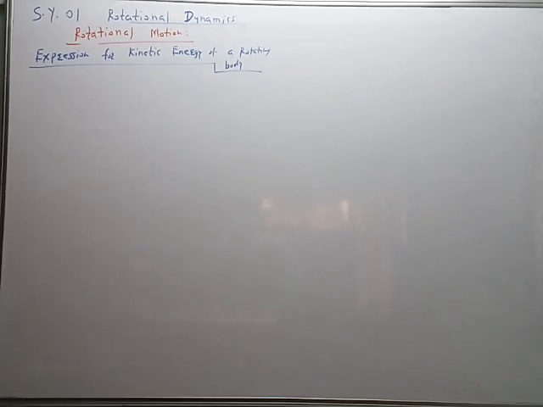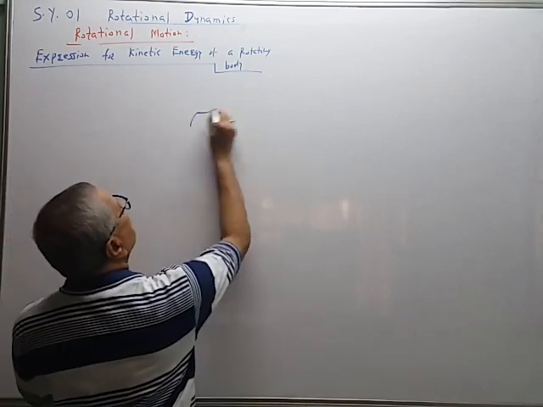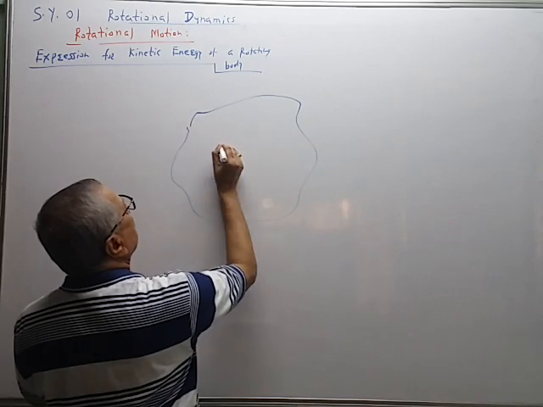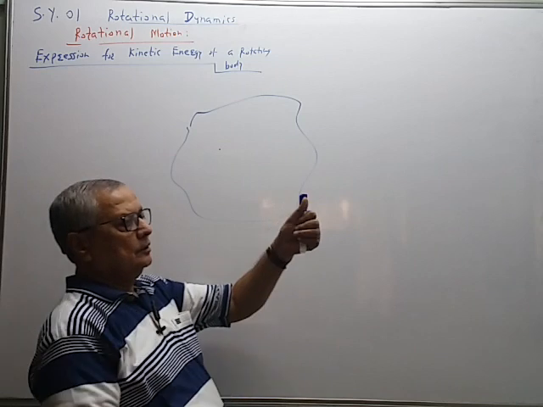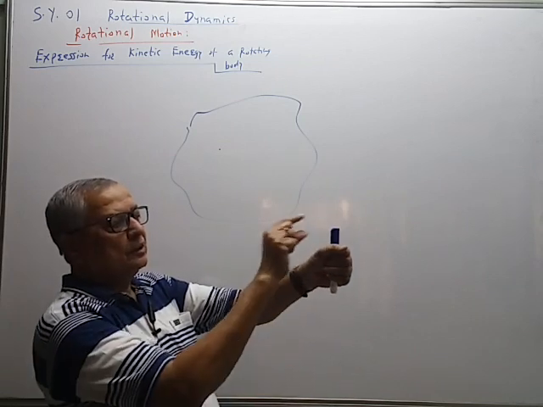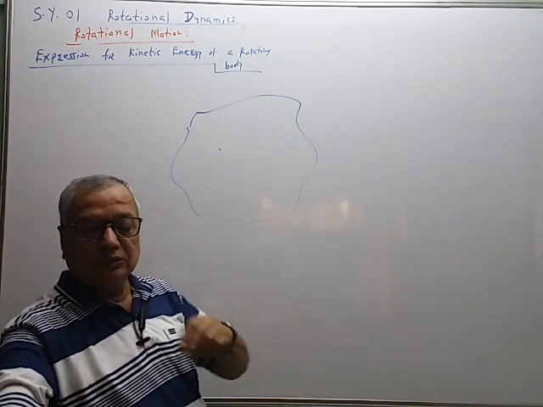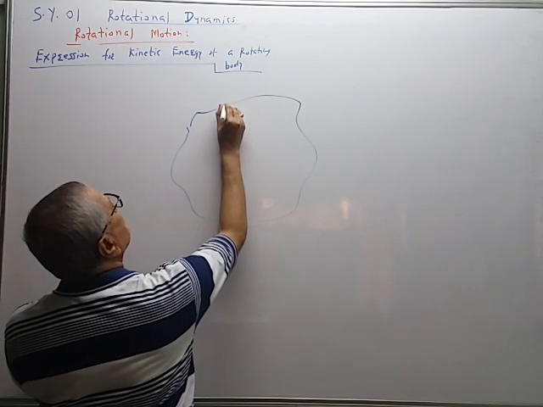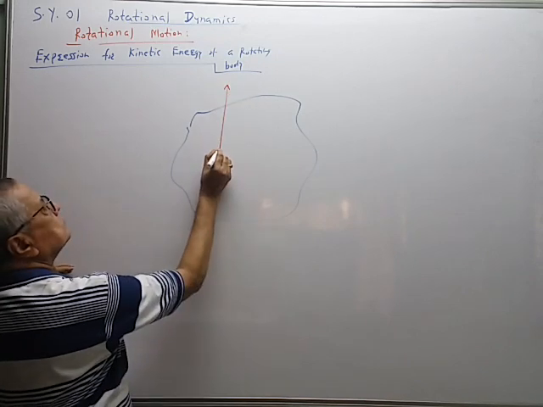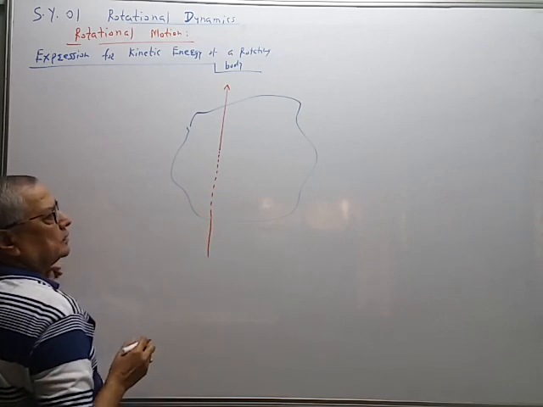So now we will consider the rotational motion of a rigid body about a given axis of rotation. Suppose this is a rigid body of any shape, and last year we have seen that the axis of rotation is shown like this. There are three parts of the axis of rotation: one part is above the body, the second part is below the body, and the third part is inside the body.